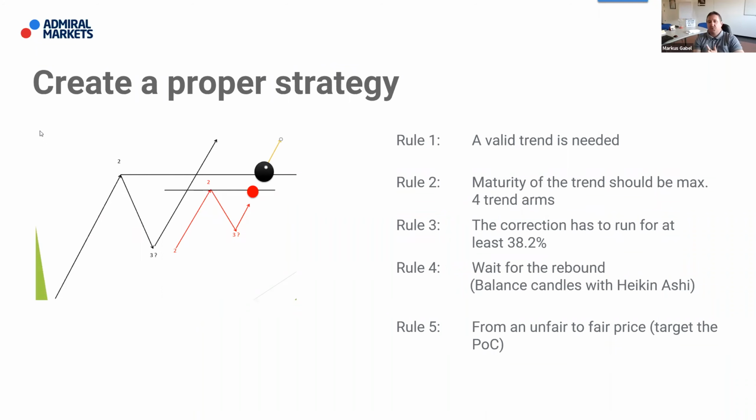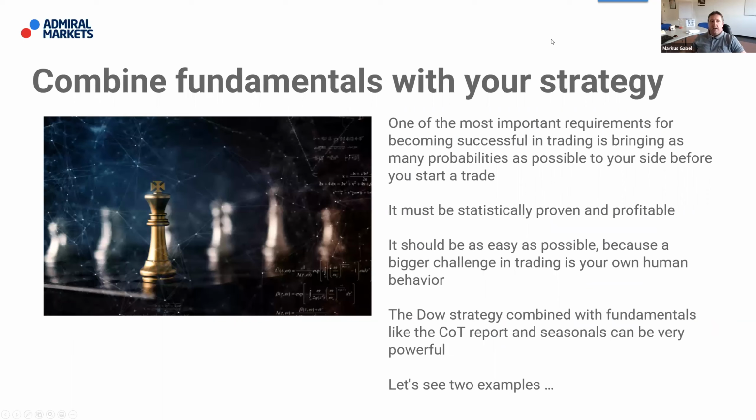The correction has to run for at least 31%, 38%. Wait for the rebound if you work with balanced candles in Heikin-Ashi. And then rule number 5, from unfair to fair price. This is a quick strategy. And now you can combine it with fundamentals, with your strategy, if you want to become successful in trading.